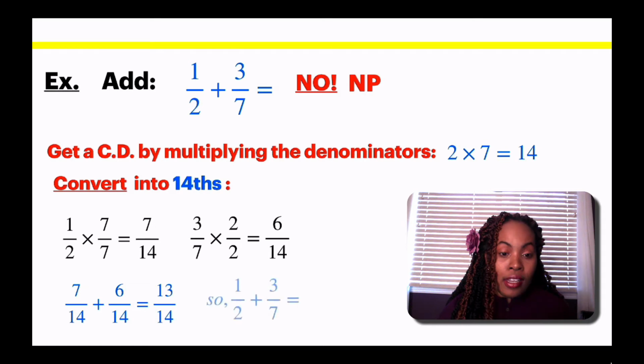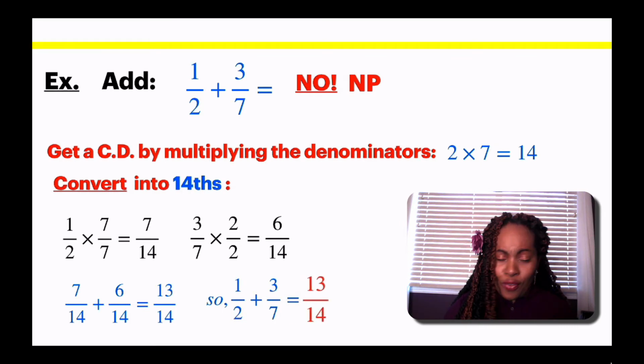Okay? Now let's substitute back in our original question. 1/2 plus 3/7 equals 13/14. How simple was that? Let's try another.